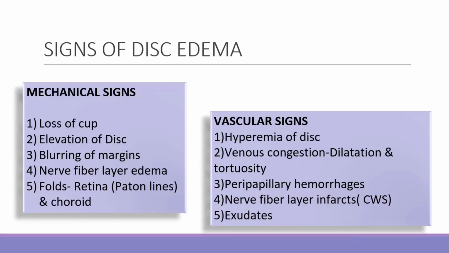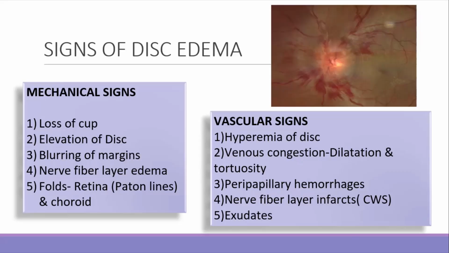Right. There are certain signs of disc edema. We have 5 mechanical signs and 5 vascular signs. So when you're looking at a disc, look for these. So what are the mechanical signs? We have loss of cup, elevation of the disc, blurring of margins, nerve fiber layer edema, and folds. The retinal folds we term as Paton's lines, and we have choroidal folds as well.